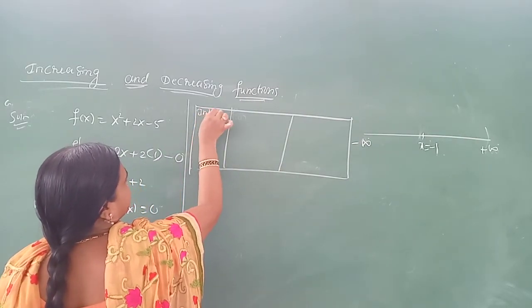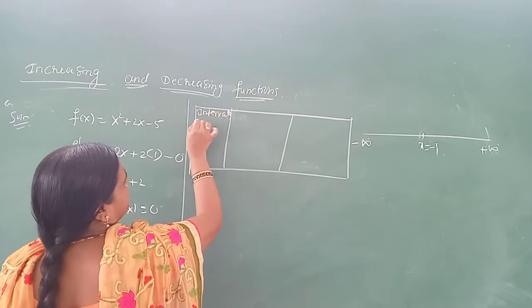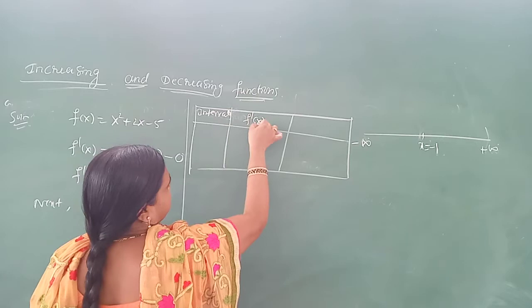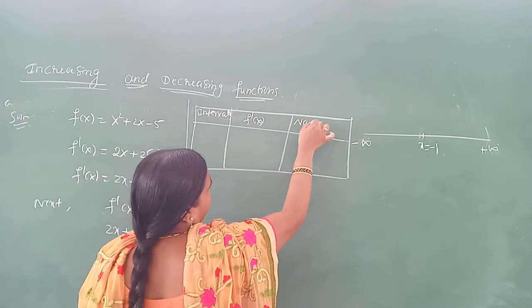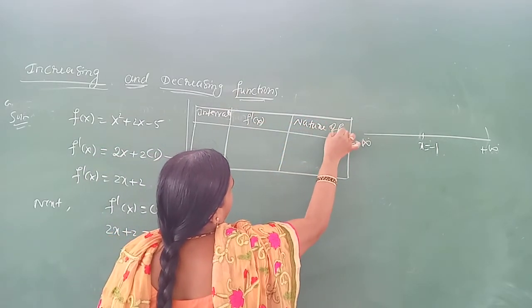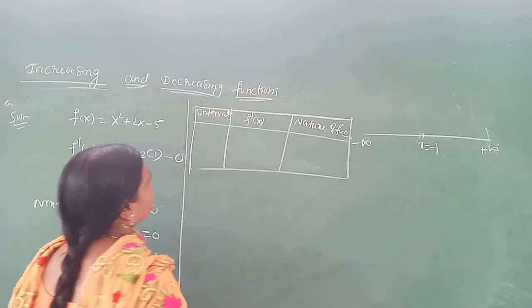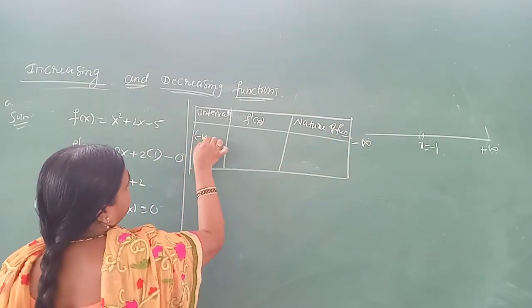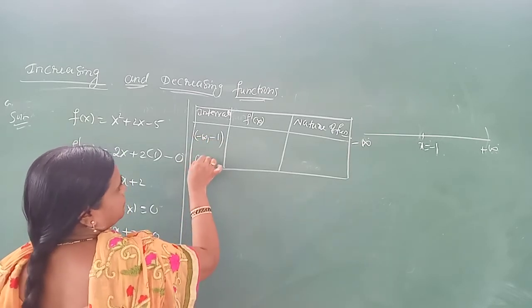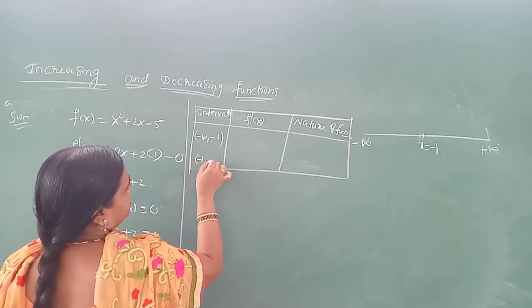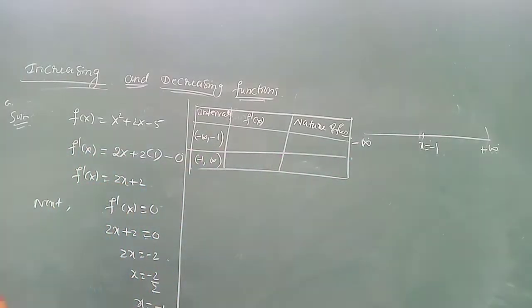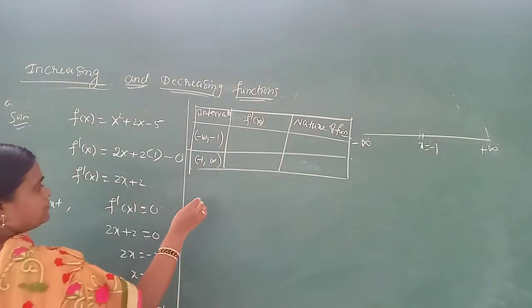Intervals. Okay. Next, f dash of x. Next, nature of function. Okay. First interval, minus infinity to minus 1. Second interval, minus 1 to infinity. Okay. And verify. What is given f dash of x?